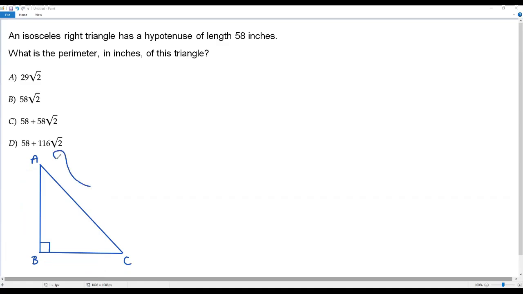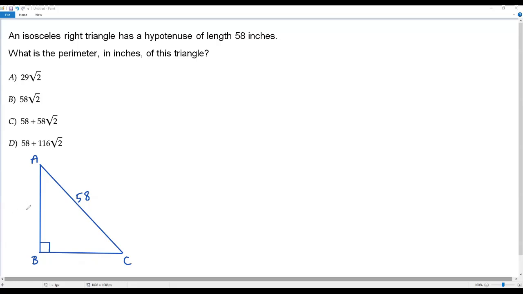Okay, so AC is the hypotenuse, the longer side, and since we assume it is an isosceles right triangle, the two legs AB and BC must be equal in length. Here the length of the hypotenuse is given, that is 58 inches. We have to find the perimeter of this triangle. To get the perimeter, I must know the lengths of all three sides. I know the length of the side AC. I have to find the length of the side AB and the length of the side BC. Once I know the lengths of all three sides, I can find the perimeter by adding them.